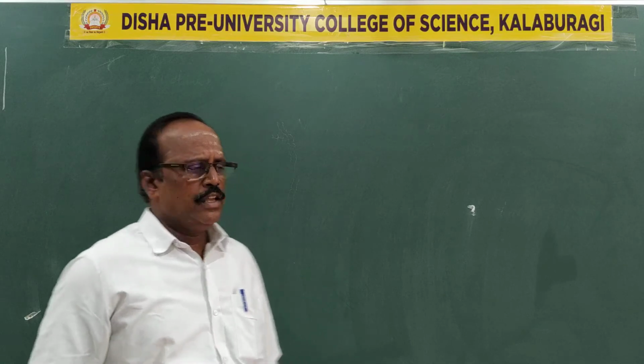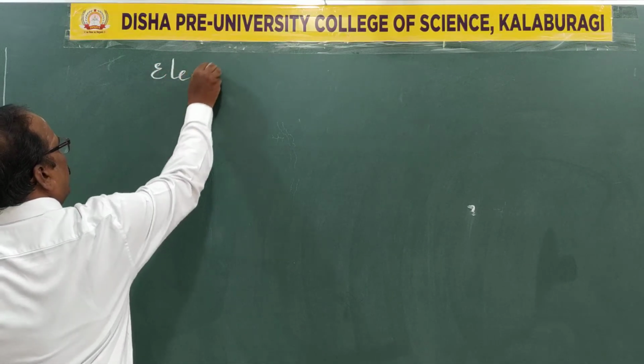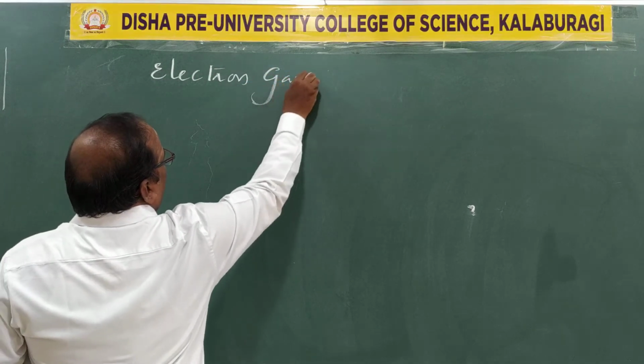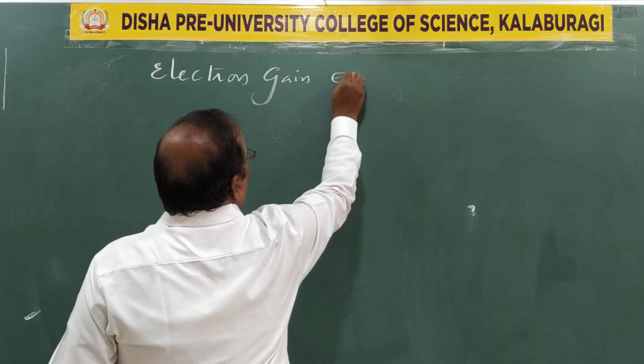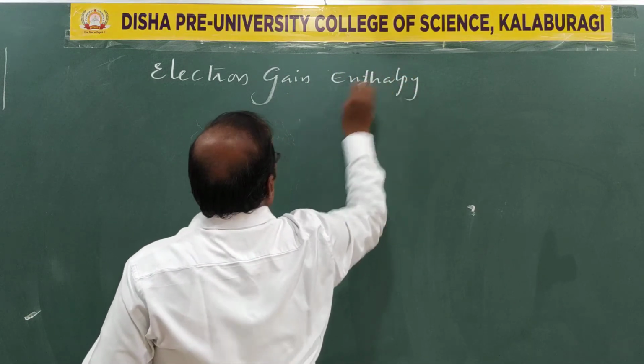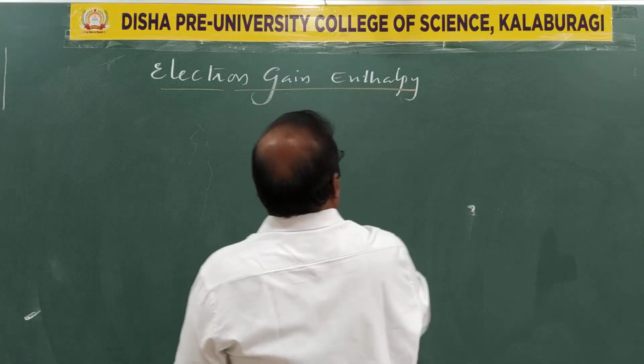Next heading: electron gain enthalpy. Question for 1 mark theory. Electron gain enthalpy, or in simple words, electron affinity.